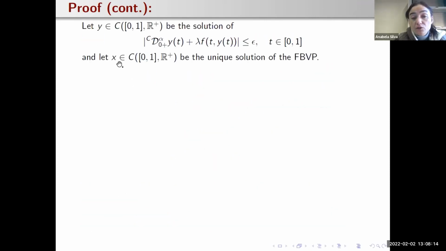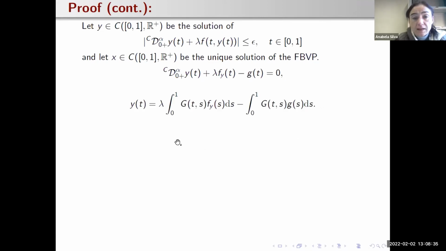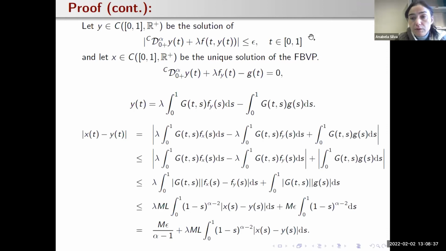Now we have a unique solution, and we will prove the stability. To prove the stability, we consider the function g as I defined it before, which comes from this inequality. The modulus of this function g is less than epsilon. We compute. So epsilon can be written in this way. If we assume this g, we can obtain this solution. And now computing the distance between x and y, we obtain these inequalities.